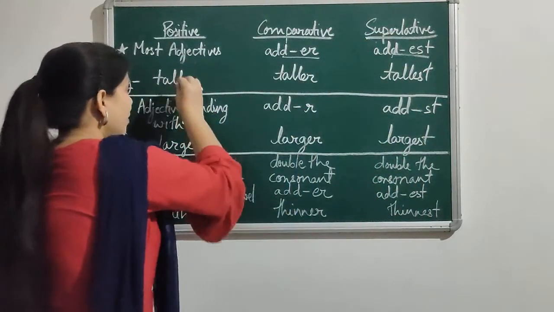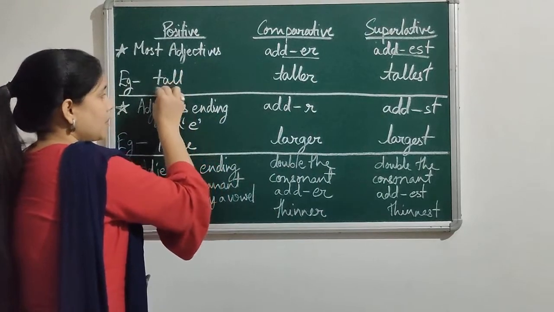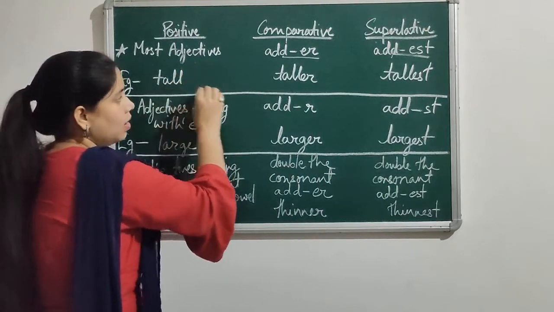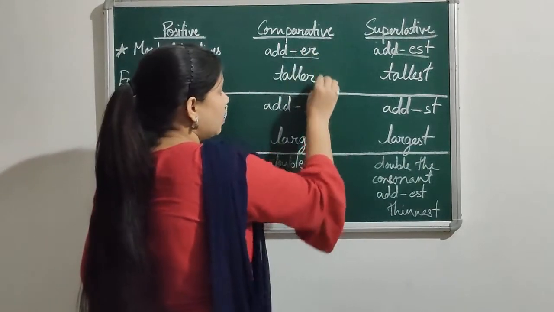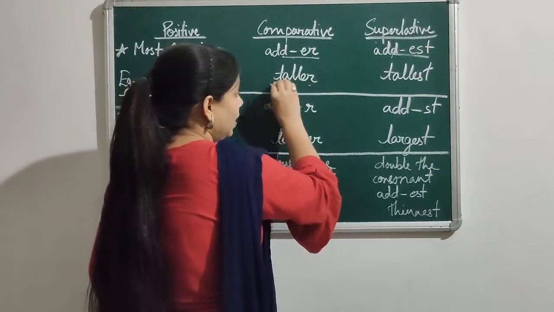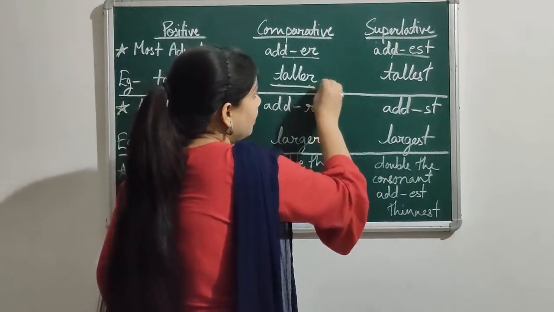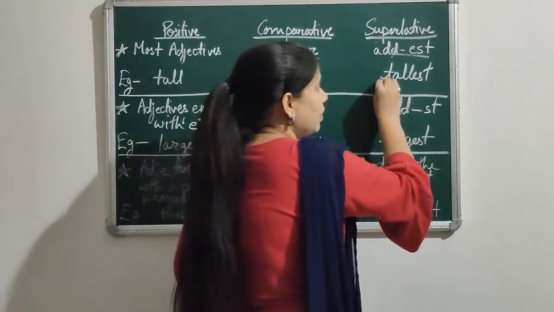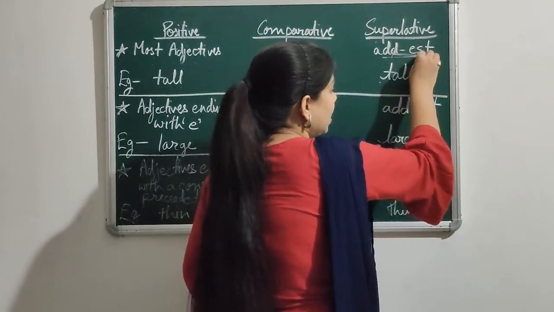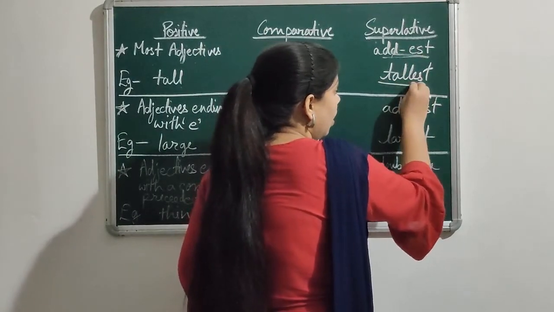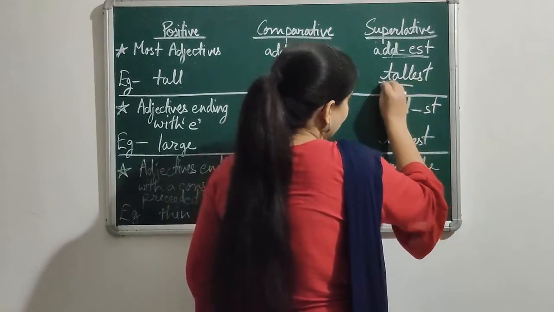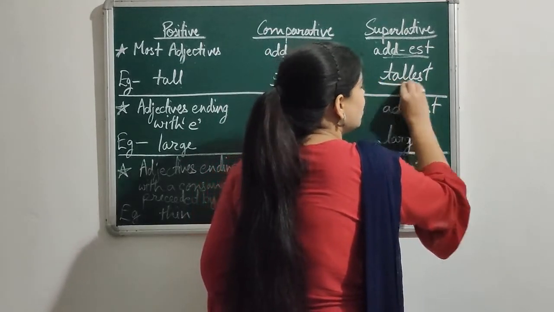degree. For example, the word tall, T-A-L-L, tall, we add er to form the comparative degree, that is taller, and we add est to the word tall to form the superlative degree. Then the word becomes tallest.